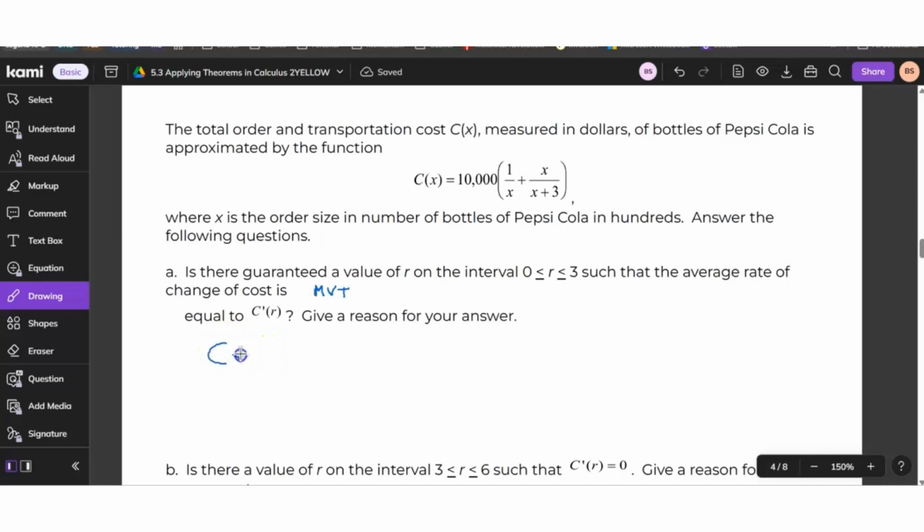So the answer is no. C of x is undefined at x equals 0. Therefore, MVT cannot guarantee anything, or is not applicable.